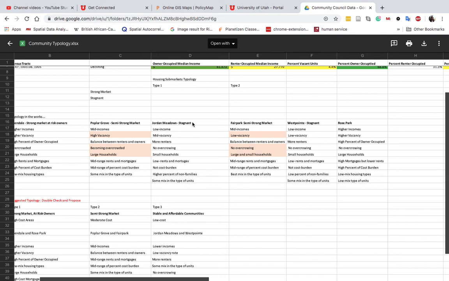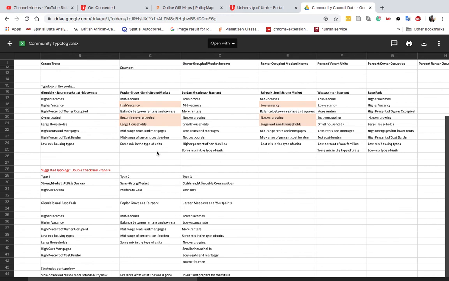And then we have Jordan Meadows and Westpointe, and these were stagnant, and they share most things. As you can see, mid vacancy and low vacancy. I didn't mark those in the color, but basically most of them are the same. This one has a low percent of non-families, and this one has a higher percent of non-families, meaning that there are a lot of single individuals, but otherwise they share most of these categories, and therefore they can be put together.